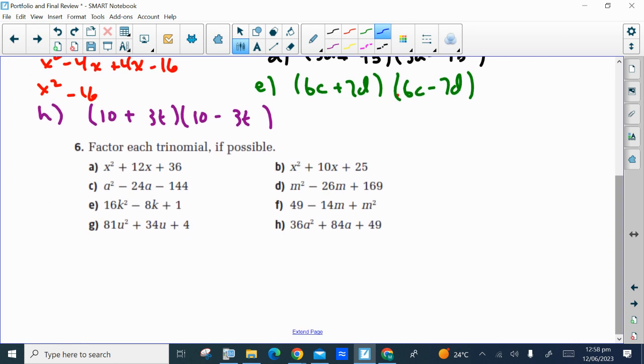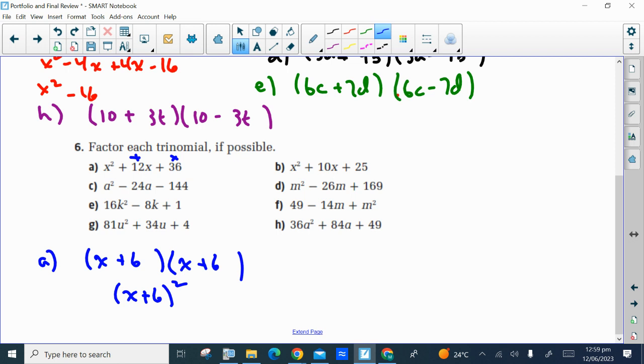If we look at question A, that's a trinomial, no common factor. If there are factors, they'll be binomial factors. X times x will give you the x squared. You're looking for two numbers that multiply to get 36, add to get 12. Well, positive 6 and positive 6 work. This can be written as x plus 6 all squared, because you have two factors of x plus 6.